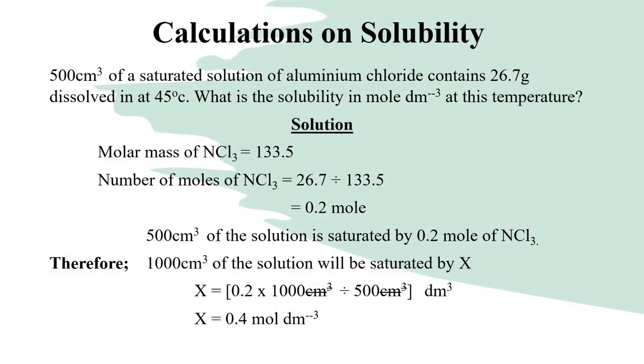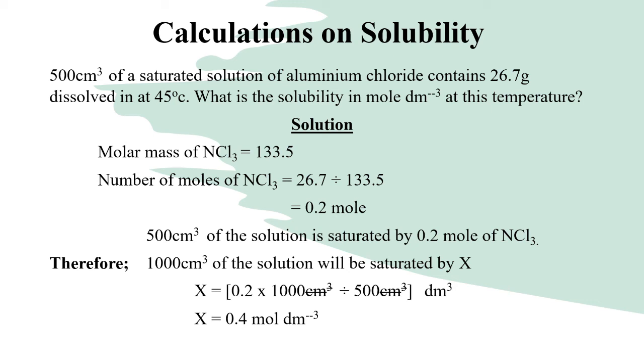Calculation on solubility. 500 cm³ of a saturated solution of aluminum chloride contains 26.7 gram dissolved in it at 45 degrees centigrade. What is the solubility in mole per dm³ at this temperature? What's the first thing to do? Look for the molar mass of what? Of your compound. What is the compound there? We have what? Aluminum chloride.